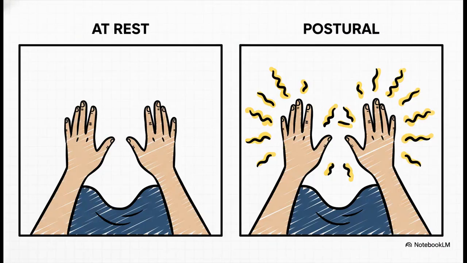First up, inspection. Look at the patient's hands while they're resting on their lap. There shouldn't be any tremor. Then ask them to stretch their arms straight out in front of them. This is when you'll see it, that classic fine two-sided postural tremor. That's the hallmark of essential tremor.